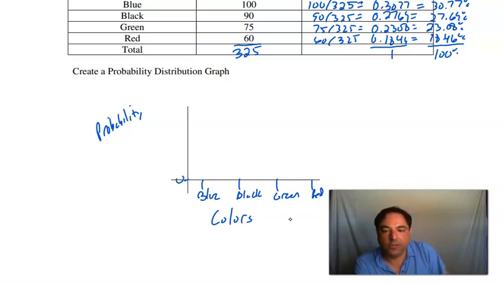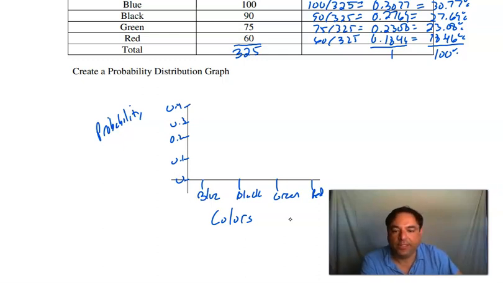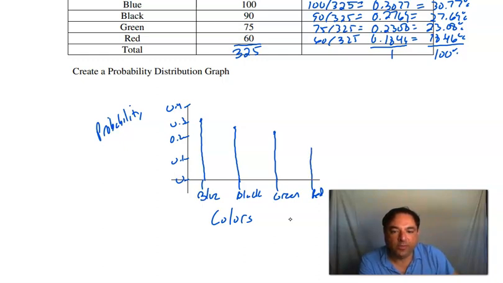So I'm going to start at 0. I'm going to count by 0.1s, 0.2, 0.3, go up to 0.4. And blue has 0.3077, so I'm going to put a line up to that. Black has 0.27 or about 0.28, so I'm going to go up to that. Green has 0.23, I'm going to go up to about 0.23. And red is 0.18, so I'm going to go up to about 0.18. And you can see, looking at our distribution graph, that the most popular color is blue, followed by black, followed by green, followed by red.